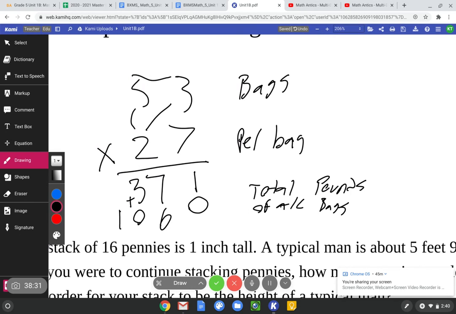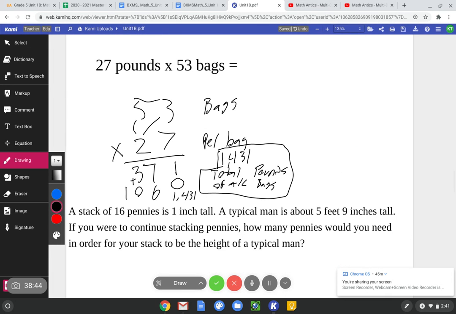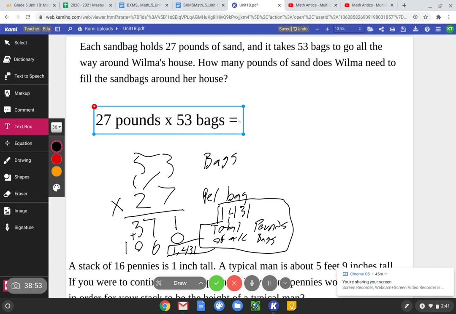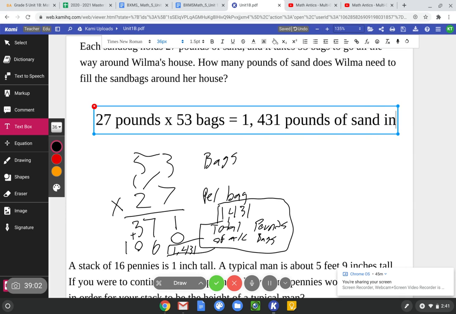And our final number is going to be 1,431. So that's the total amount of pounds of sand Wilma would need to fill all 53 bags. 1,431 pounds of sand.